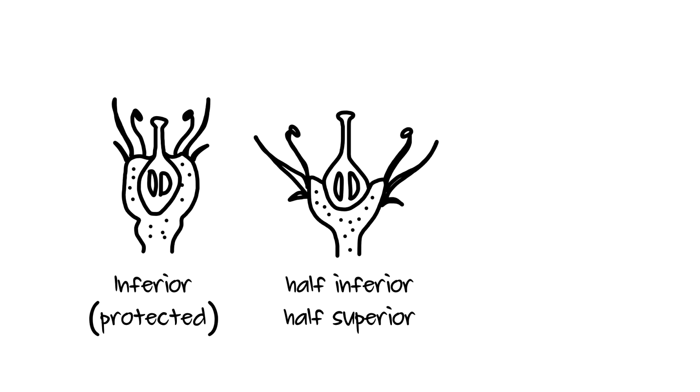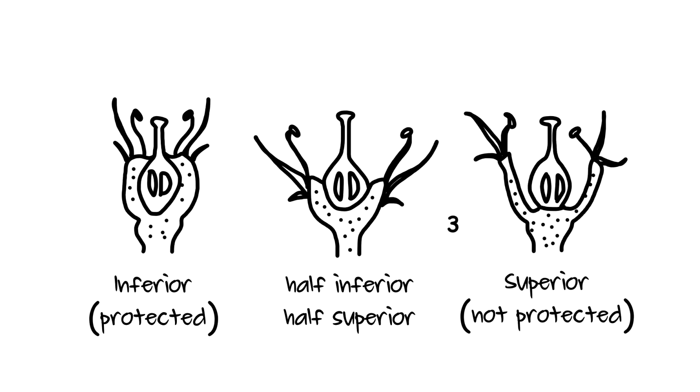The ovaries of a plant can be exposed or protected, or somewhere halfway. Protected or inferior ovaries are generally more advanced because they are, well, protected.